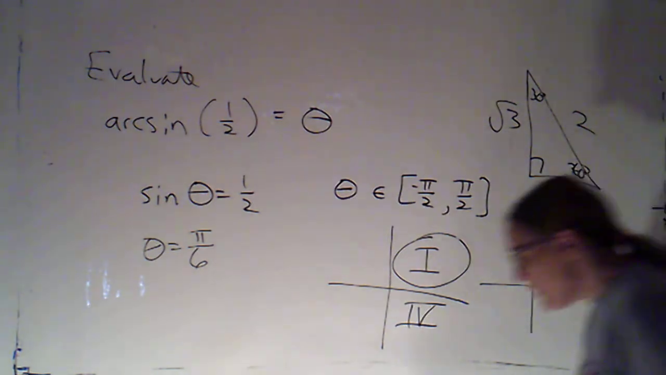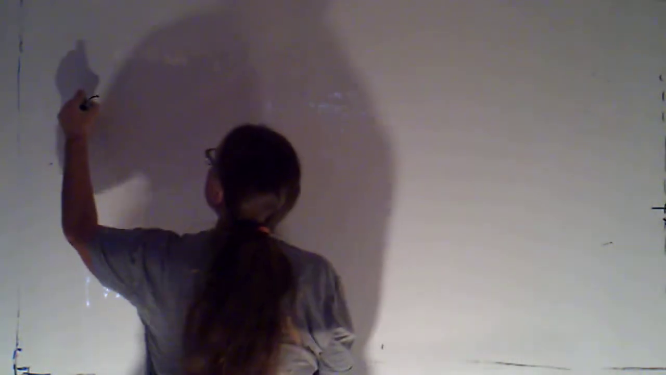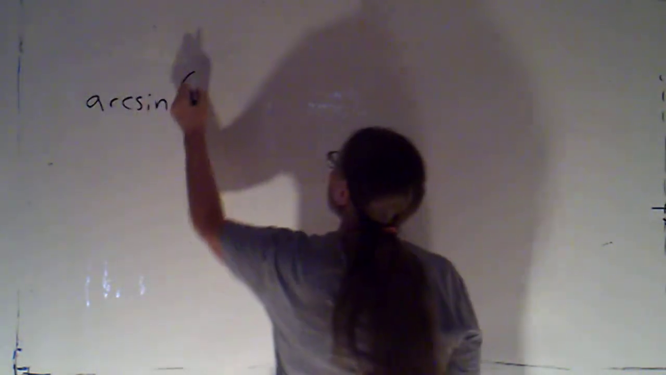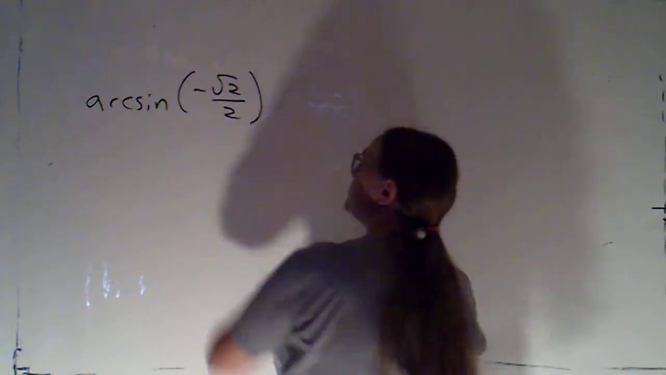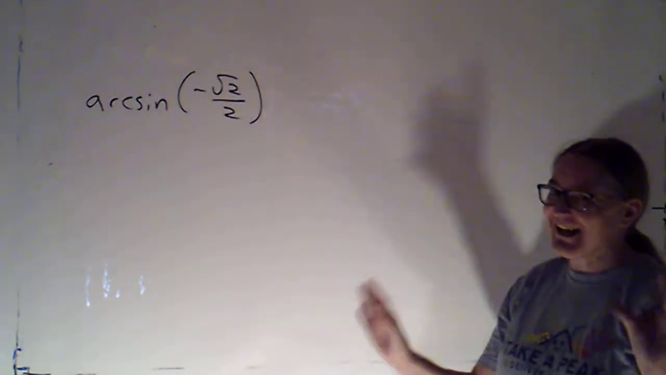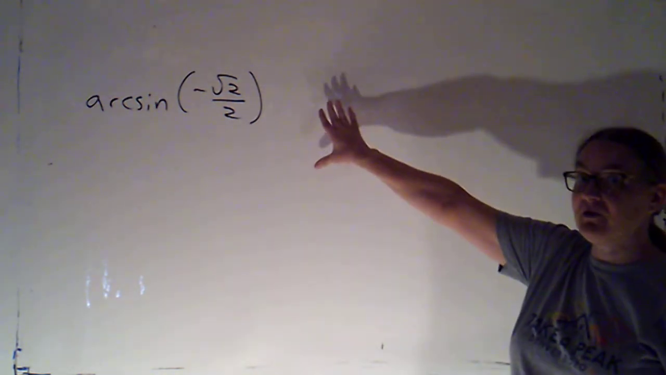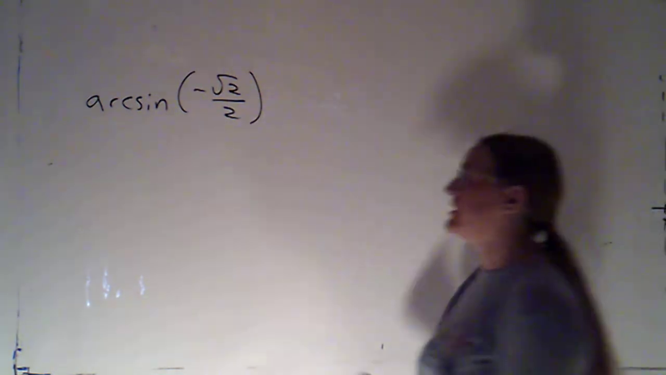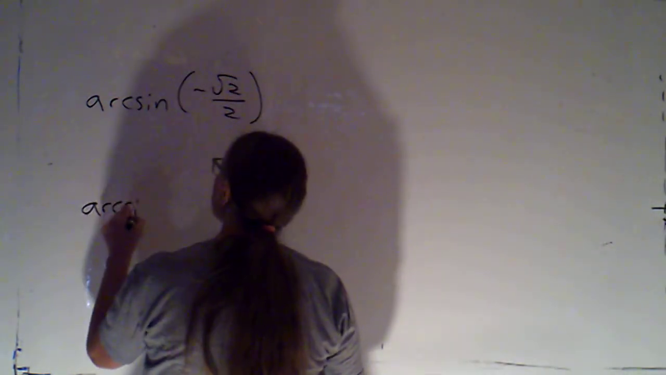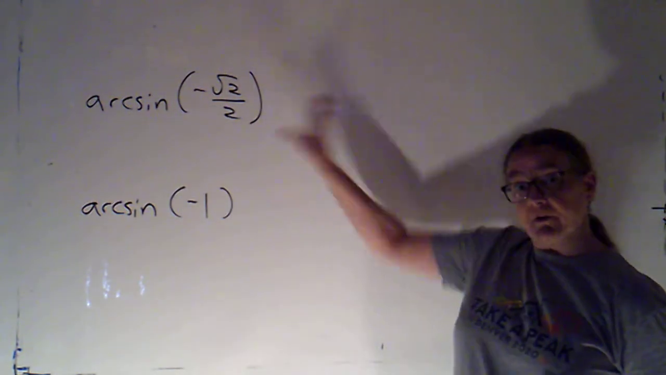Okay, we've been going for a little while, so what I'm going to do is give you a couple of ones to evaluate, and then we'll do that together in the next video. So I want you to evaluate arcsin of -√2/2. And you should be able to do this without a calculator. There are certainly values I could give you where I wouldn't know how to do it without technology either. But I'm giving you ones that you should be able to do without any technology. And also evaluate arcsin of -1. So try those two, and we'll go over them together in the next video.